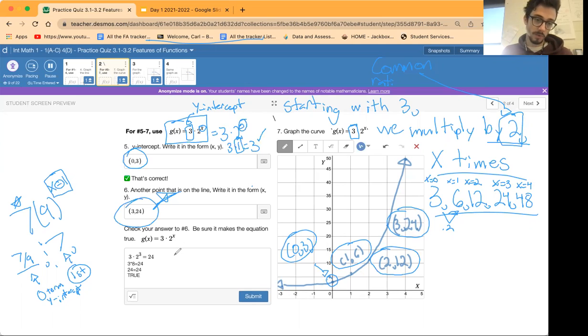So 3, 24. If you plug in where x was 3, you get 3 times 2 to the third. 2 to the third is 8. 3 times 8 is 24. This is true, dude. So we know we're done. We know we're in good shape.